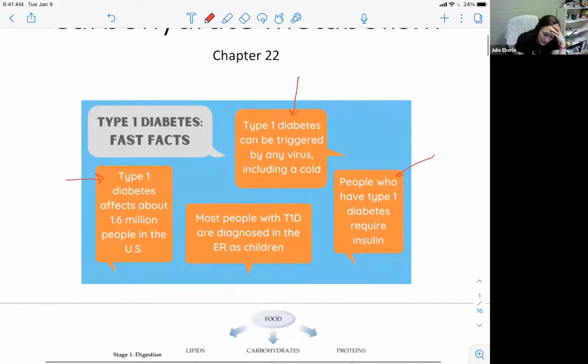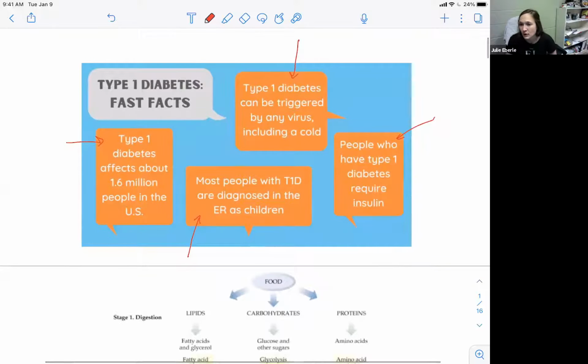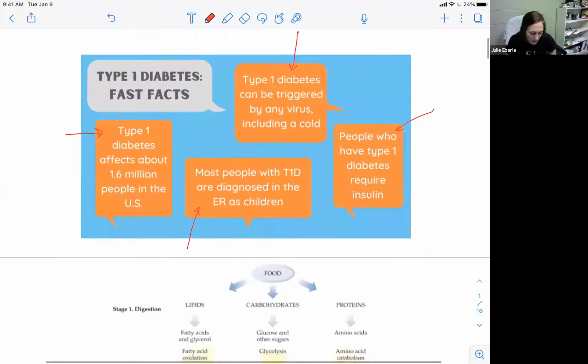And then this shocked me, but kind of what I hit on, most people with type 1 diabetes are diagnosed in the ER as children, because all of a sudden your child is having these huge crashes or extremely high blood glucose levels after a meal, and the fatigue associated with that, and just the irregularity in your body and in your blood, you end up sending your kiddo to the ER, and all of a sudden you're like, well, they had type 1.